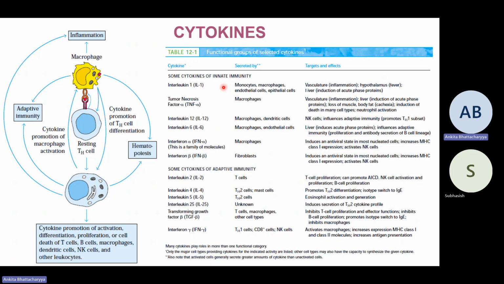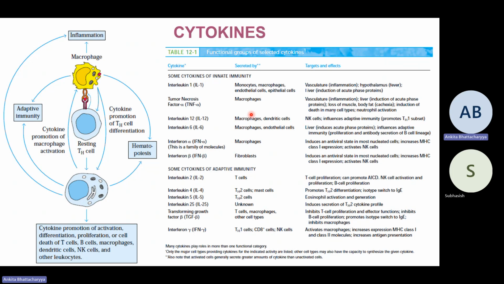So let's start off with IL-1, interleukin 1. It is secreted by monocytes, macrophages, endothelial cells, and epithelial cells. Its effect is that it is able to cause inflammation. It acts upon the vasculature, or the blood vessels, causing inflammation, can act upon the hypothalamus to trigger fever to eliminate pathogens, and can act upon the liver to induce some acute phase proteins to clear off the infection.